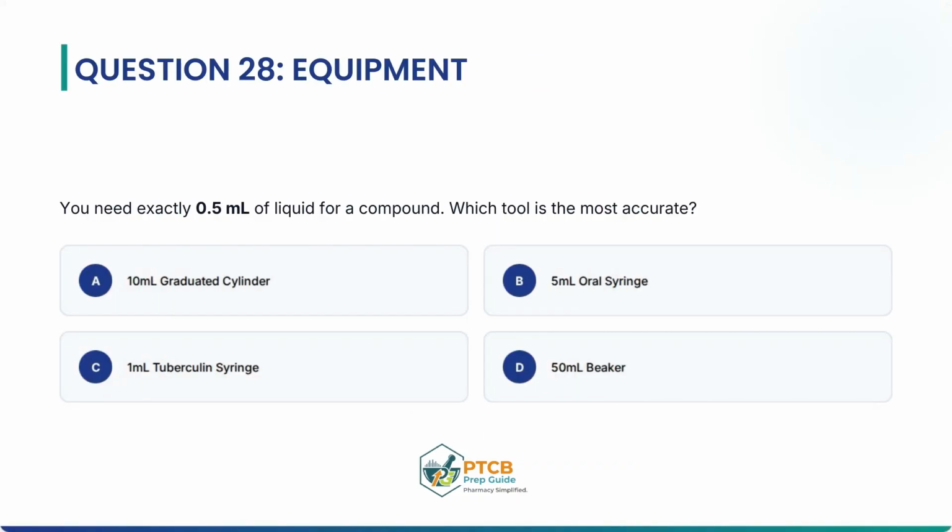Getting close with question number 28. You need to measure exactly 0.5 milliliters of a liquid for a compound. Which of these tools is the most accurate for the job? Option A, 10 milliliter graduated cylinder. Option B, 5 milliliter oral syringe. Option C, 1 milliliter tuberculin syringe. Or option D, 50 milliliter beaker.